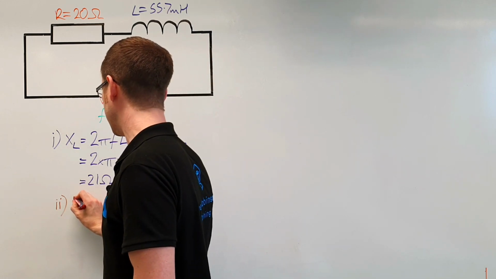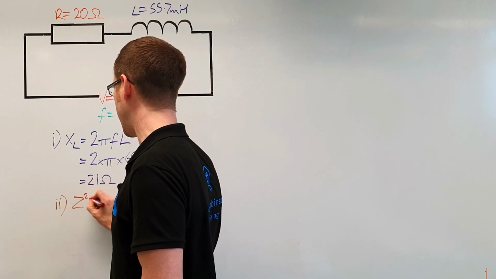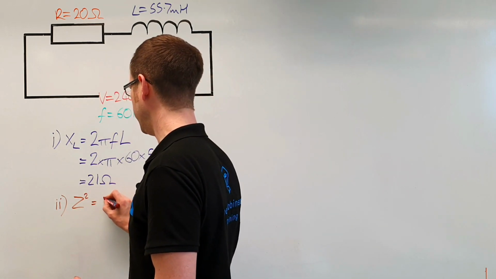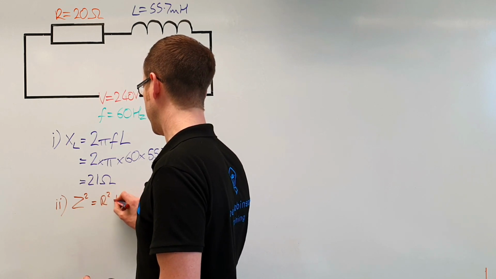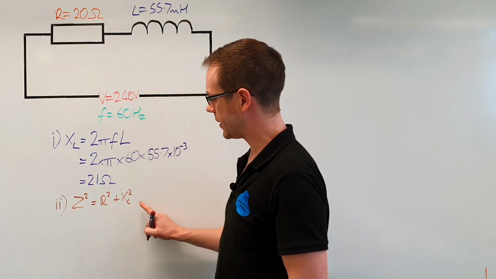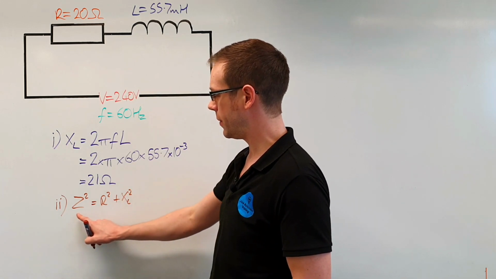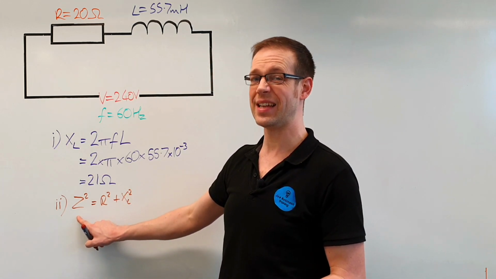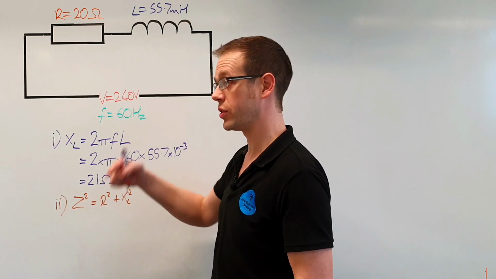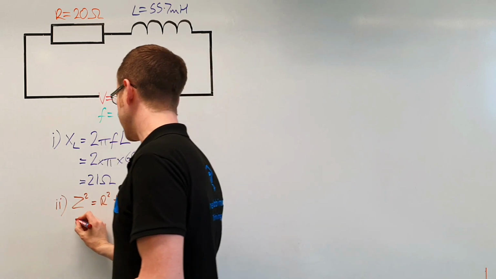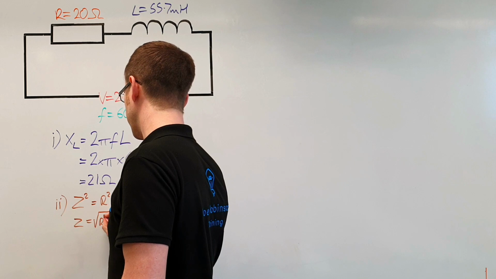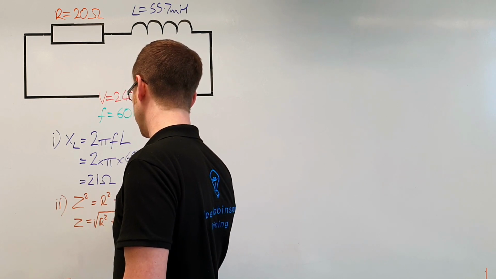We say that the value Z squared, where Z is our value for impedance, is equal to R squared plus XL squared, like that. In this case we're going to rearrange this a little to make Z the subject, because at the minute Z squared is the subject. So we think, right, I'm currently squaring Z. What's the opposite of squaring Z? Well, Z is equal to the square root of R squared plus XL squared.